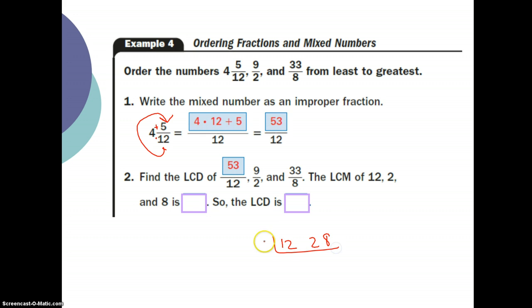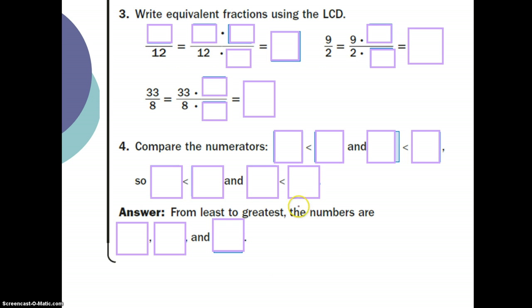Again, I'm going to use the birthday cake method. Keep dividing out. I can divide out another 2 between at least 2 of them. And 2 times 2 is 4. 4 times 3 is 12. 12 times 1 is 12. 12 times 2 is 24. LCD is 24. Now you need to rewrite your fractions so that they have a denominator of 24.